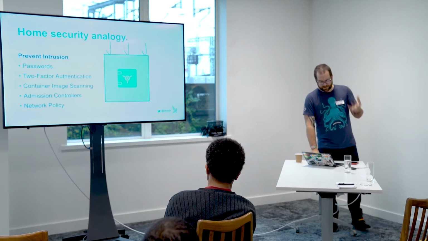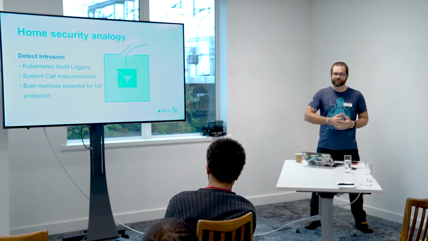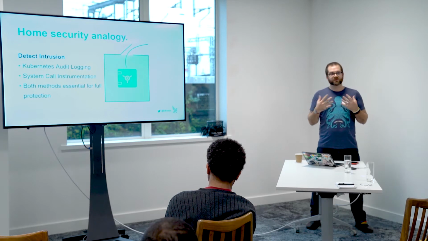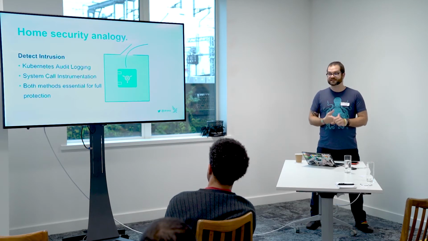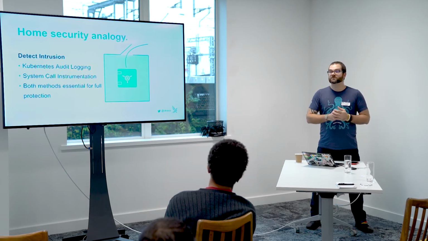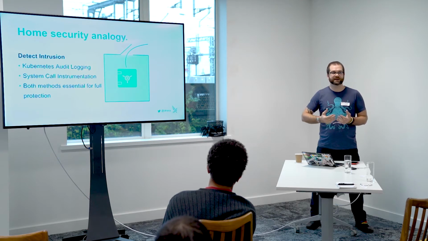Of course, bad things happen much the same way as they might happen with a home. And while I can't get a digital German Shepherd, I can have a look at other things. We've got things like Kubernetes audit logging, so I can see exactly what someone's doing using the kubectl commands. I've got also system call instrumentation. This is where we go into a little bit more detail from a Falco perspective.